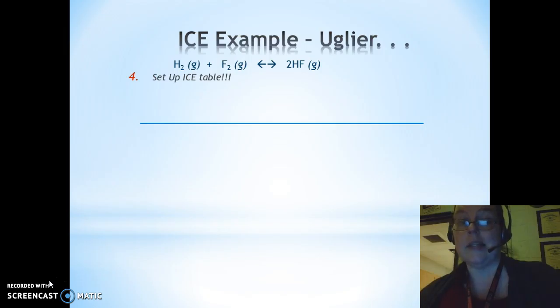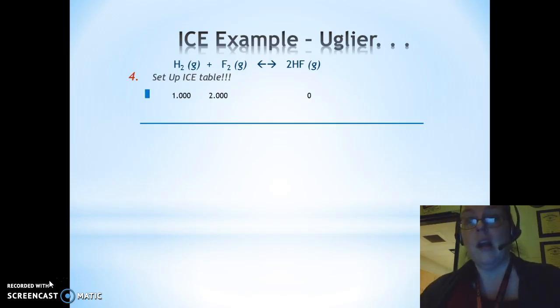So ice table, ice stands for initial. So the initial concentration of the H2 is 1. Why? 3 divided by 3 is 1. The initial concentration of the F2 is 2 because 6 divided by 3 is 2. The initial concentration of HF is nothing because we don't have any of that. We now know because we have no product, the only thing that we can do is form product.